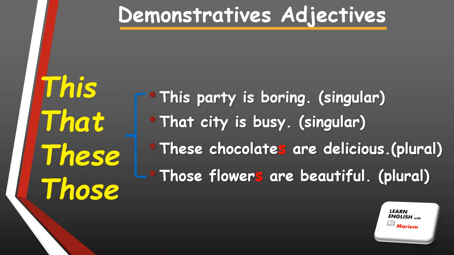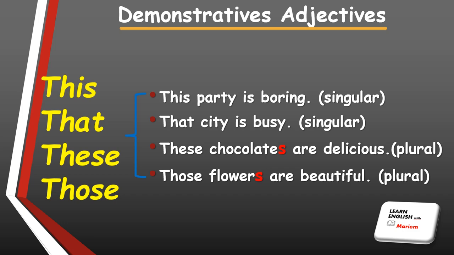How can we do this? We can look at the examples. The first example that we have is this party is boring. This party هي مفردة, so الverb هو verb to be, is boring هي adjective. It's an ing adjective. This, in this case, it's used as a demonstrative adjective, not as a demonstrative pronoun. The second example is, that city is busy. That city is very busy. I don't like it. Do you like busy cities? Again, this is a singular.